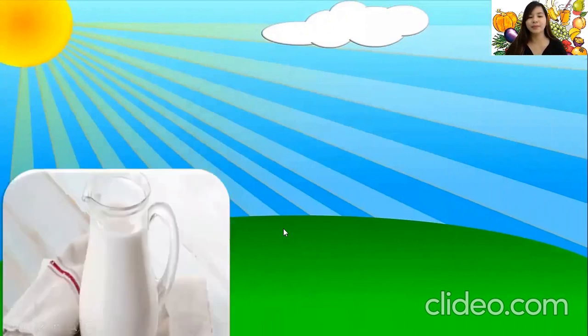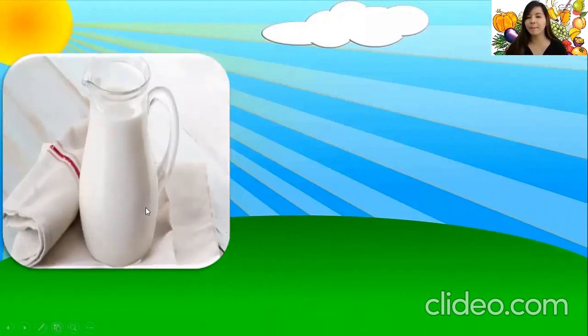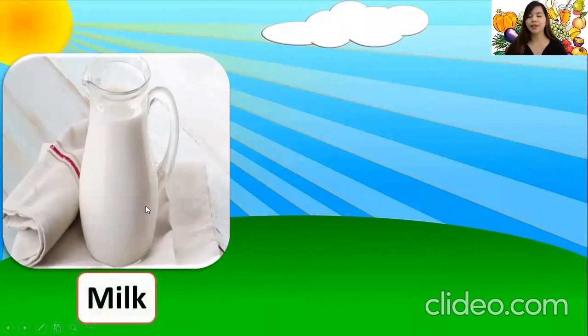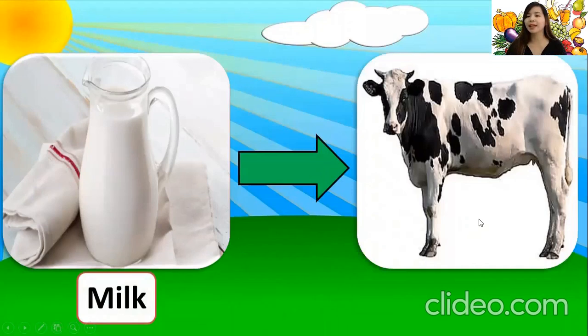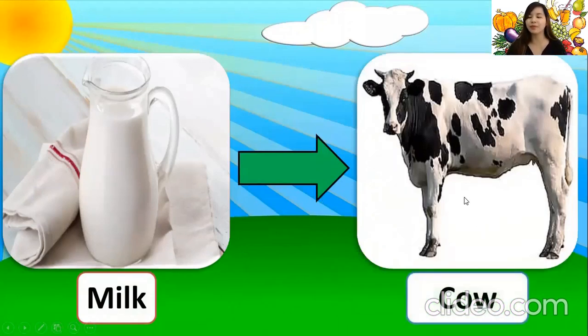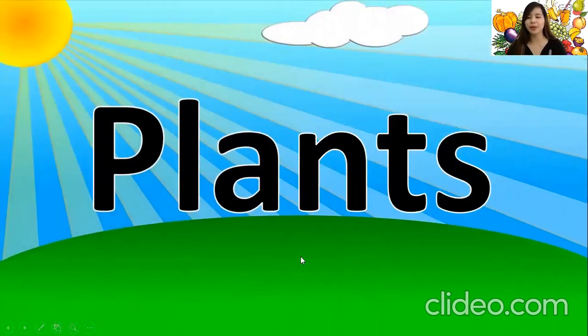Next one. We have here the milk. So where does milk come from? Very good. Milk comes from the cow. Or you can also get milk from the goat and sheep. Again, milk comes from cow, sheep, and goat. We are finished with the animals, so let's move now to the plants.